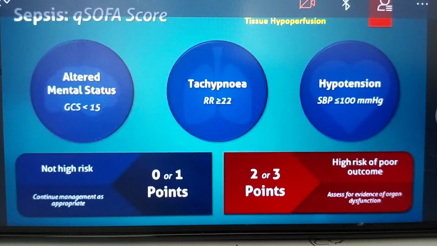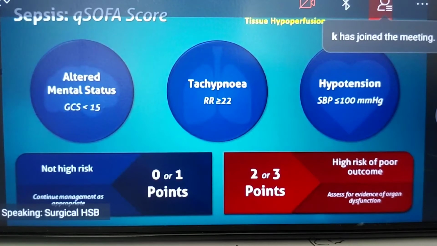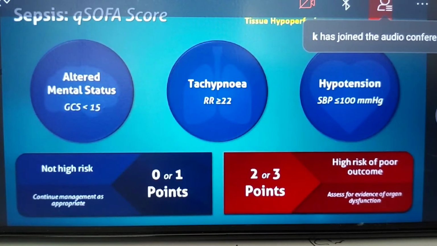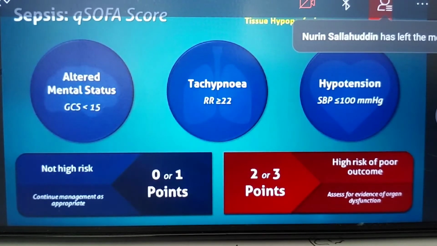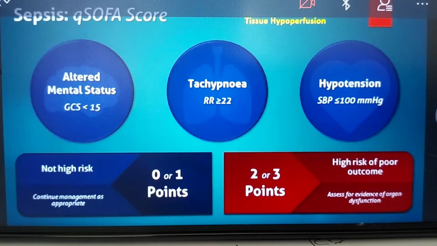So this is the Q-SOFA score that I told you before. We have 3 components: HAT. H is hypotension, A is altered mental status, T is tachypnea. When we calculate the Q-SOFA score, if the patient has 0 or 1 points, the patient is not a high risk patient for sepsis, so we continue the management as appropriate. But if the patient has 2 or 3 points in Q-SOFA score, we consider this patient at high risk of poor outcome. So we need to assess for evidence of organ dysfunction, where we need to use the full SOFA score.